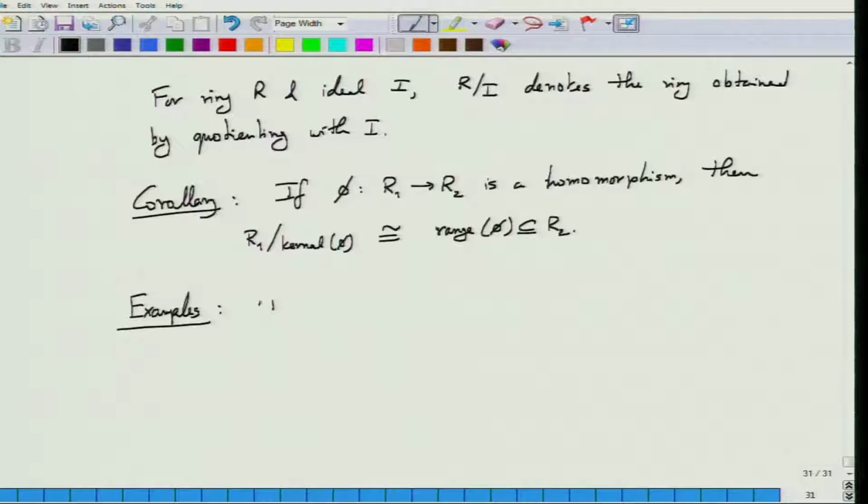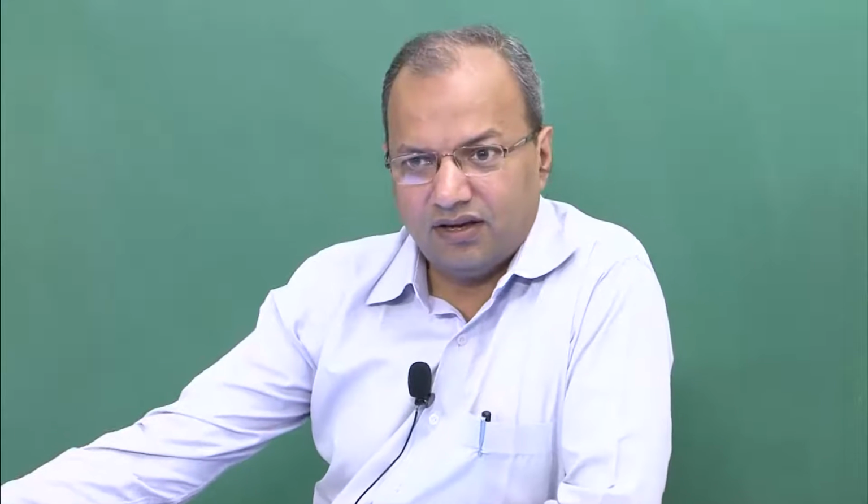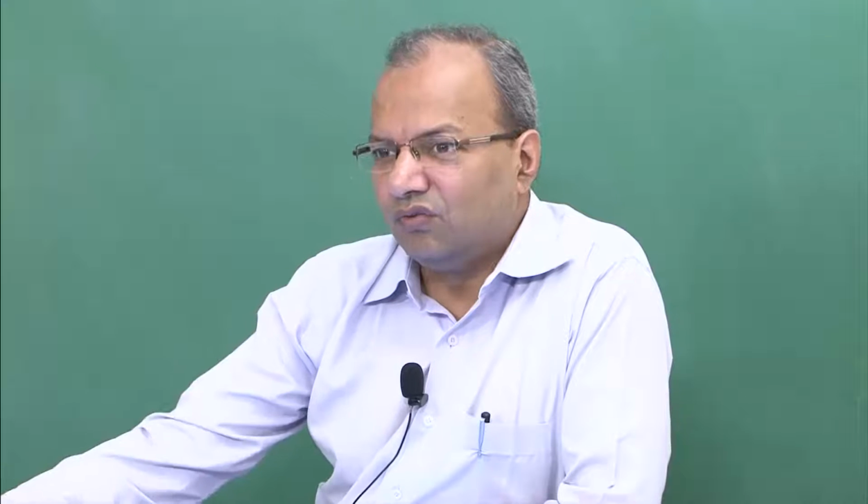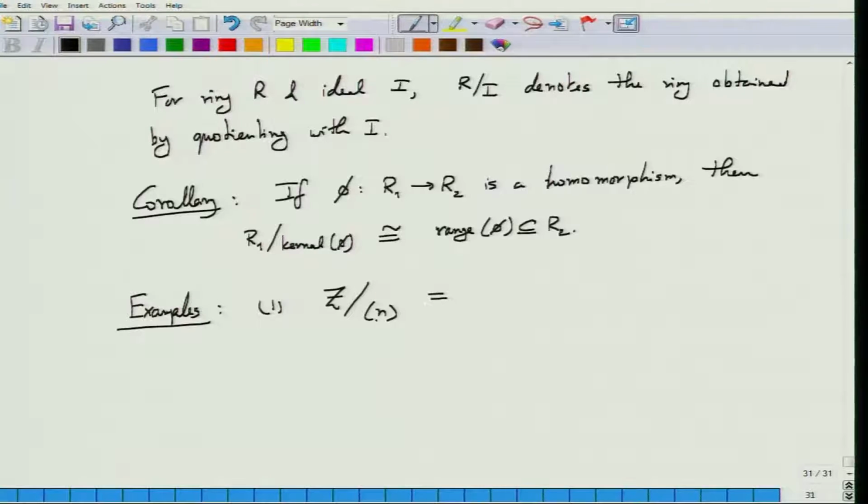So start with Z and pick an ideal of Z. Any ideal of Z is a principal ideal, which is, let's say, multiples of n. And you quotient with the principal ideal n. We get another ring. What is that ring? Yes, this will be all equivalence classes formed by this principal ideal n, and there will be precisely n equivalence classes. Okay, and that is simply Zn.